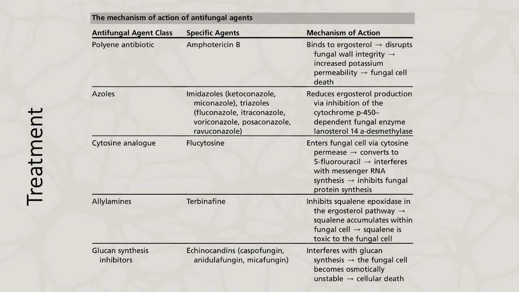The efficacy of antifungal medications depends on several factors: the fungal pathogen being treated, the susceptibility of the pathogen to therapeutics, the location of the pathogen within the CNS, and the ability of the drug to reach the pathogen. The table shows the 5 main classes of antifungal medications. There are the polyene antibiotics, the azoles, the cytosine analogs, the allylamines, and the glucan synthesis inhibitors.